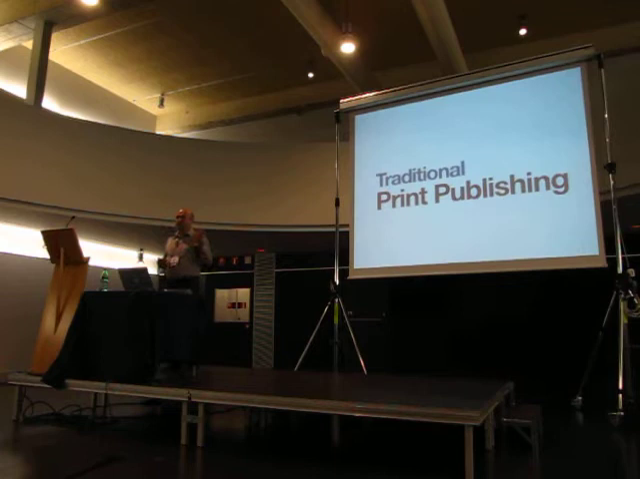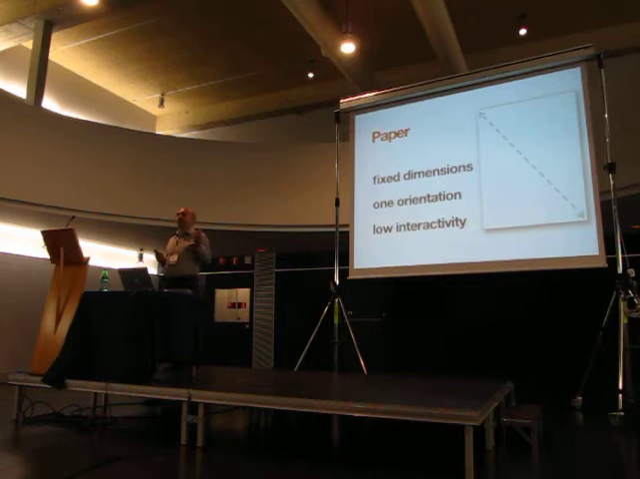Before going further with CSS regions, I think it's worth taking a look at some of the characteristics of traditional print models. In print, the layout techniques evolved and were constrained by the medium, in this case, paper, which has fixed dimensions, low interactivity, and one orientation. When I think about print, I'm mainly thinking about newspapers and magazines.